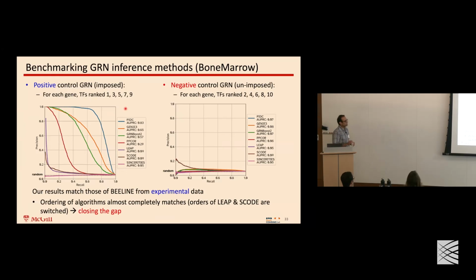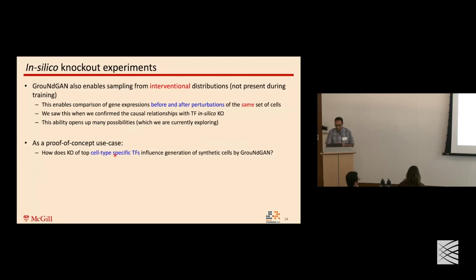And there was a striking resemblance between the ordering we got from this benchmarking on the imposed edges and the ordering these methods had in the Beeline study on the experimental data and not on the synthetic data. In fact, the only difference between the ordering was that the order of these two methods were swapped in our ranking compared to their ranking. And this was, again, quite encouraging because it was another evidence that we are able to bridge the gap between this synthetic data and real data.